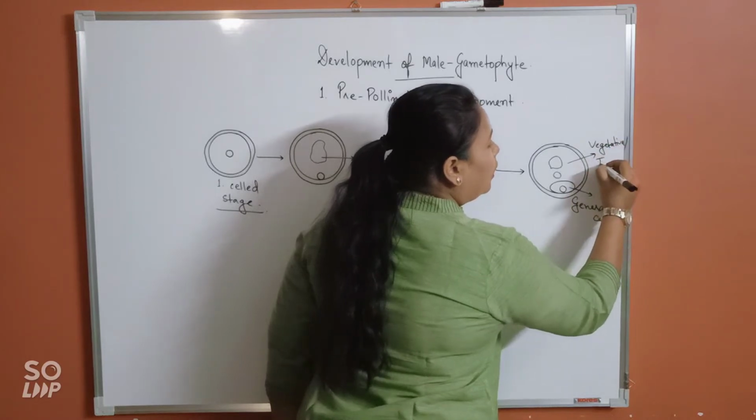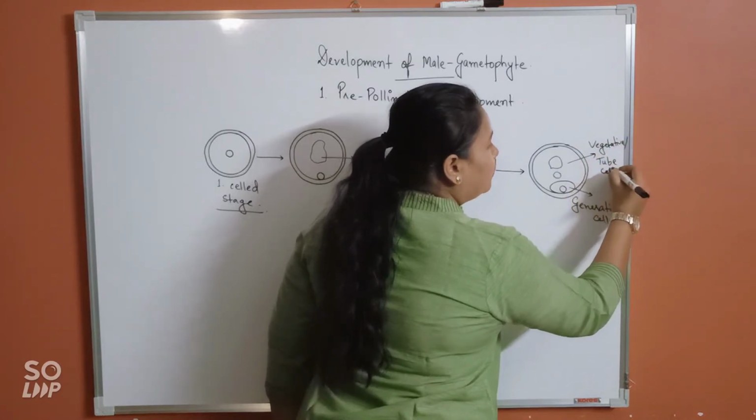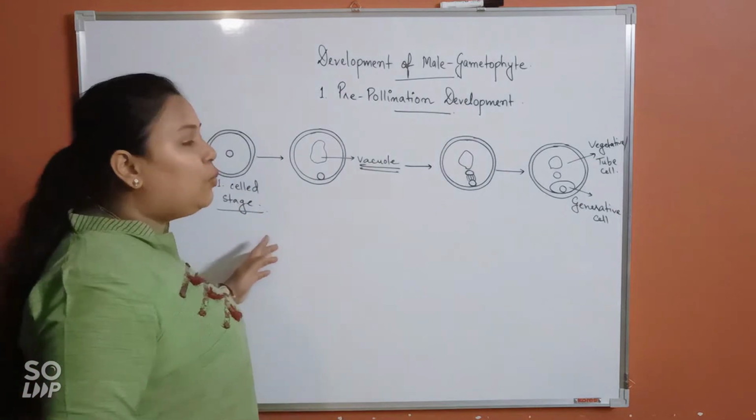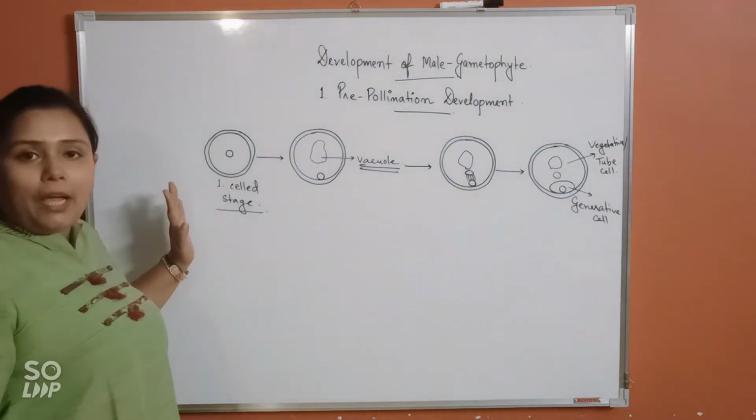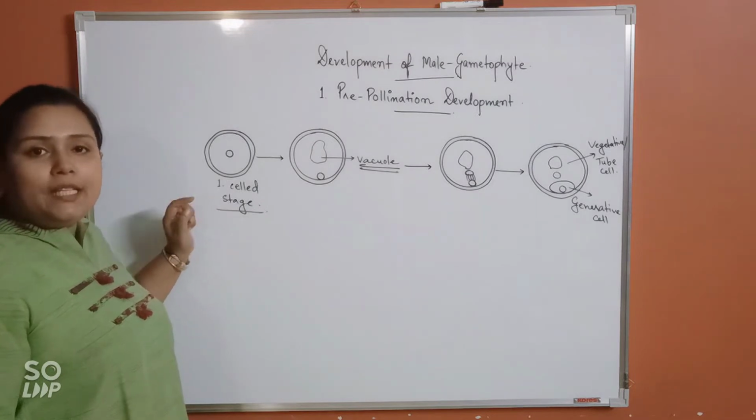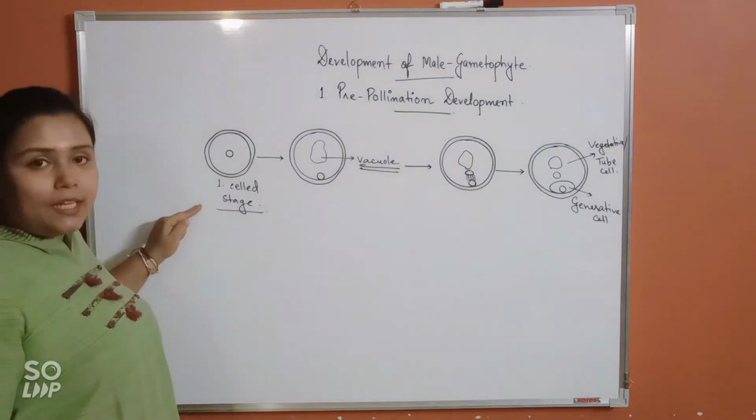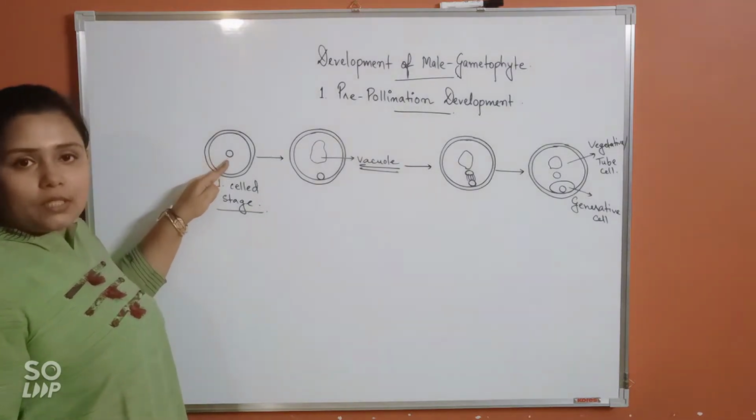or tube cell. Alright, so let me tell you once again so it becomes clear. First, as soon as after microsporogenesis the pollen grain is developed, it is in the one cell stage because it has one nucleus.